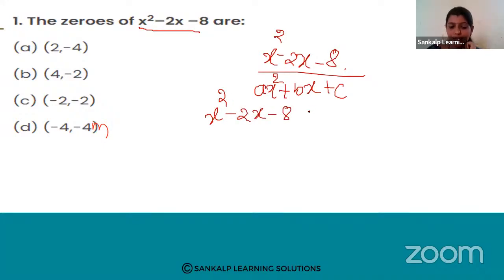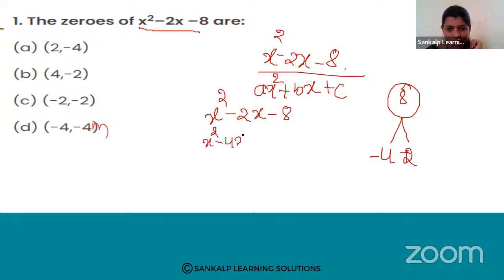So for that, first we need to do A into C. A is 1. 1 into 8, that is 8. So choose two factors such that you should get the middle term minus 2 and the product as 8. Which numbers are there? 4 2s are 8. Minus 4 plus 2. What you will get? X square minus 4x plus 2x minus 8.